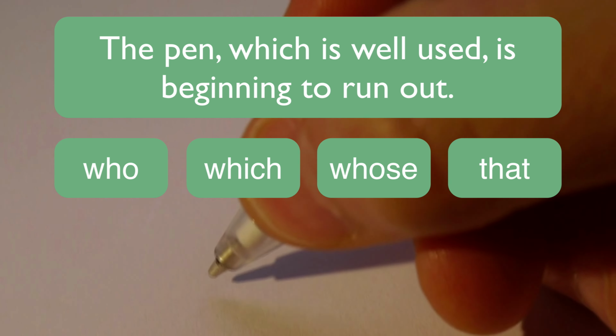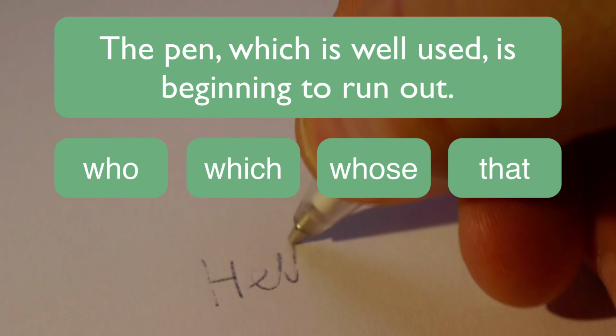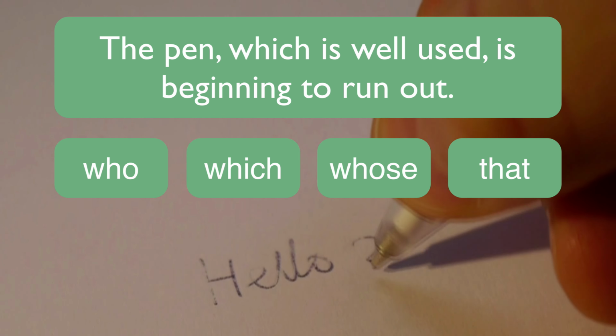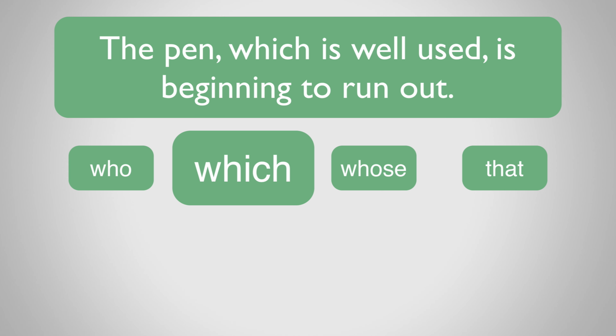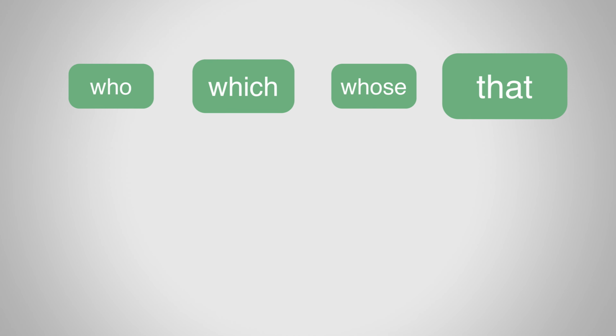The pen, which is well used, is beginning to run out. This time the relative pronoun is which. That's because the pen isn't alive. We wouldn't say the pen, who is well used, is beginning to run out, since that suggests the pen is alive, which of course it isn't. So that just leaves that.